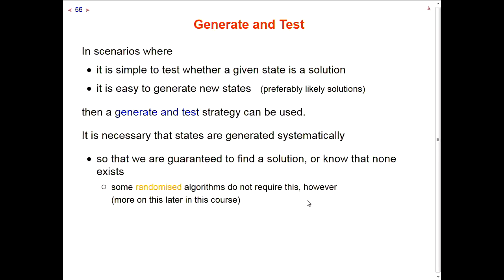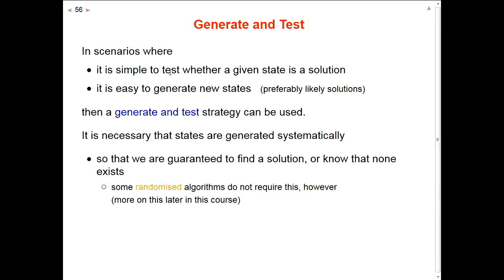Generate and test means we are looking at scenarios where it is simple to test whether a given possible solution, a given state, a given number, let's say, is a solution to a problem. And also, it is relatively easy to generate candidates for solutions, new states, preferably likely solutions that would then satisfy this test and tell us that the candidate that we have generated is a solution.